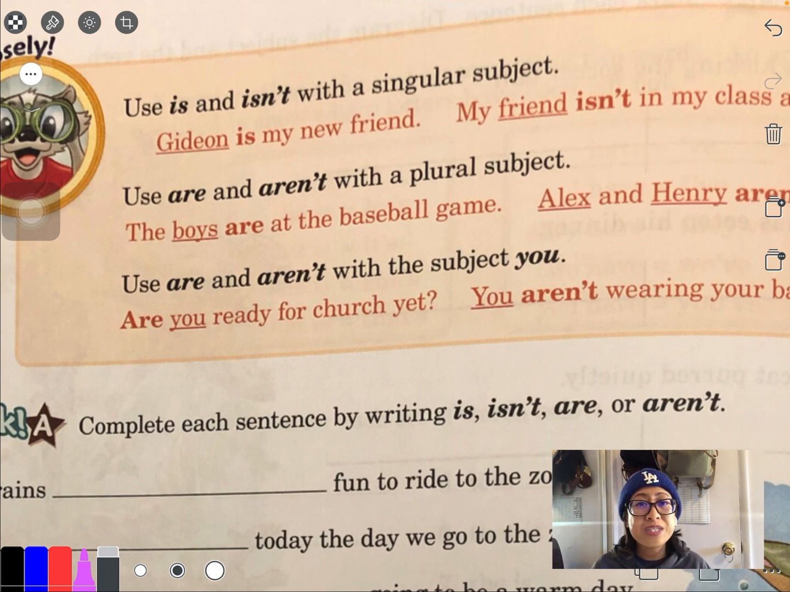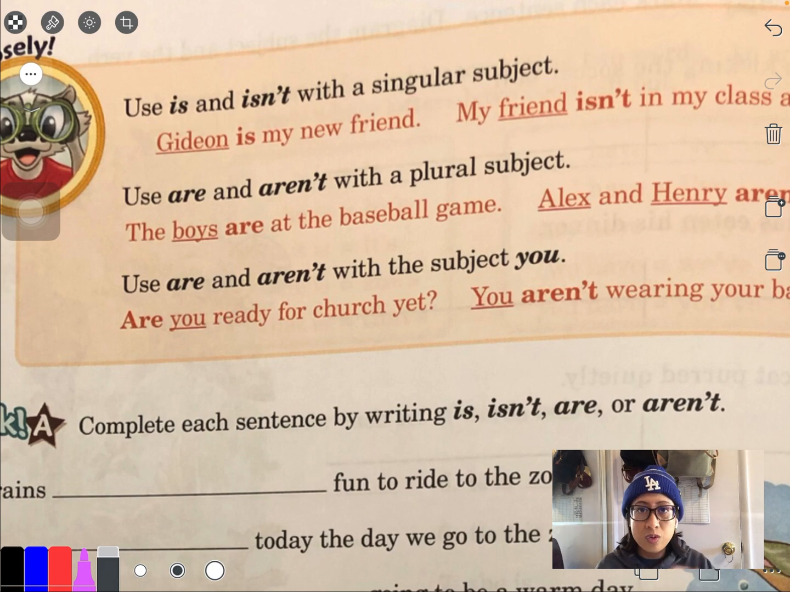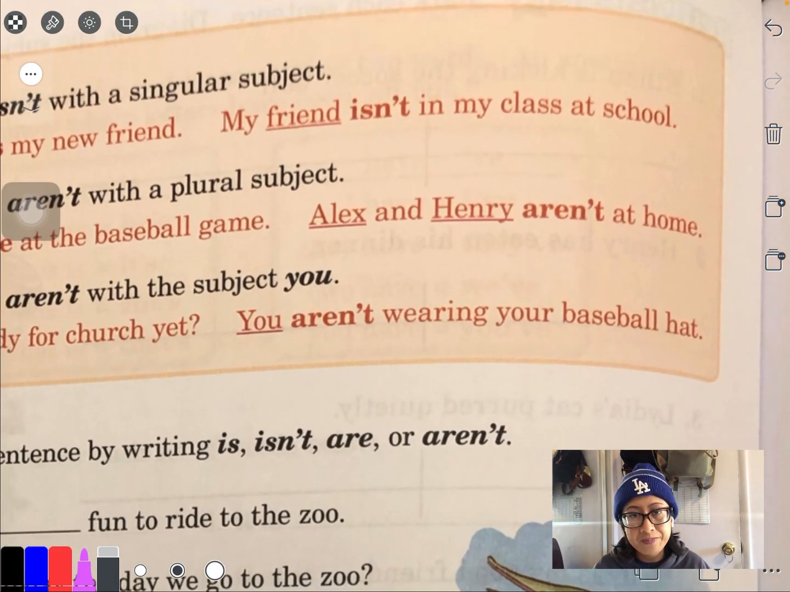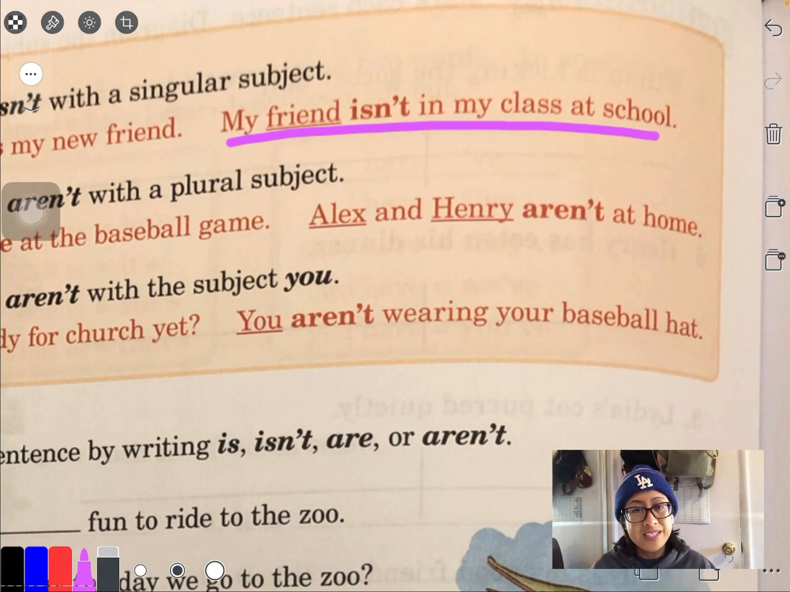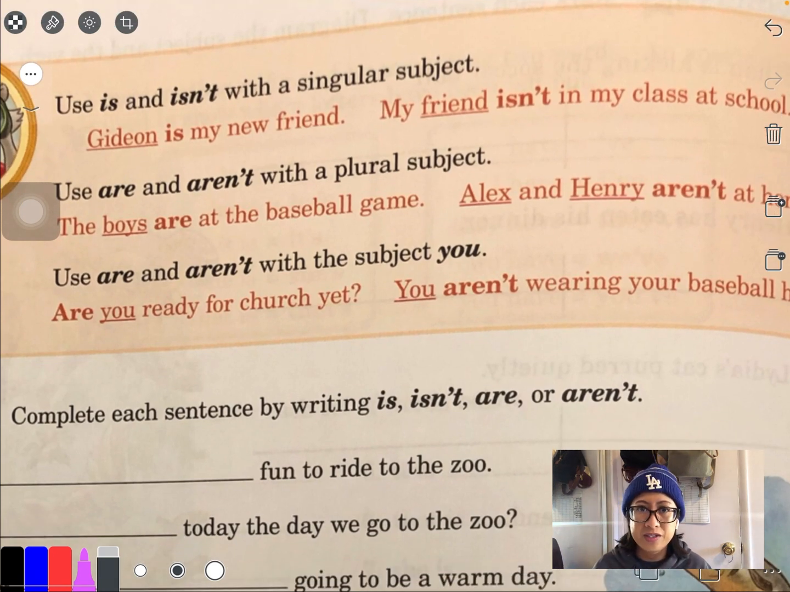We're going to look at how to use is and the word isn't. Use is and isn't with a singular subject. So let me say that again, and you read it in your book. Use is and isn't with a singular subject, meaning you use these verbs, is and isn't, when you are talking about one thing. So here are examples. Gideon is my friend. Okay. Now, if you're still talking about one friend, but you want to say isn't, you can say, my friend isn't in my class at school.